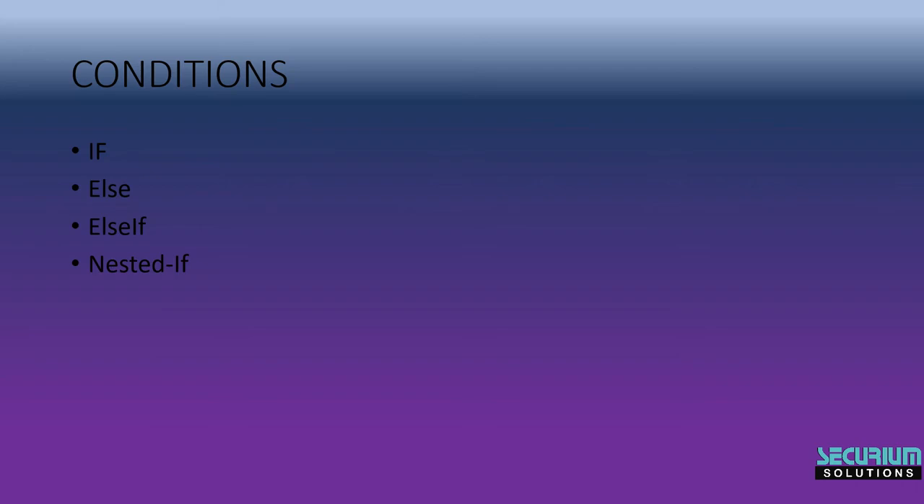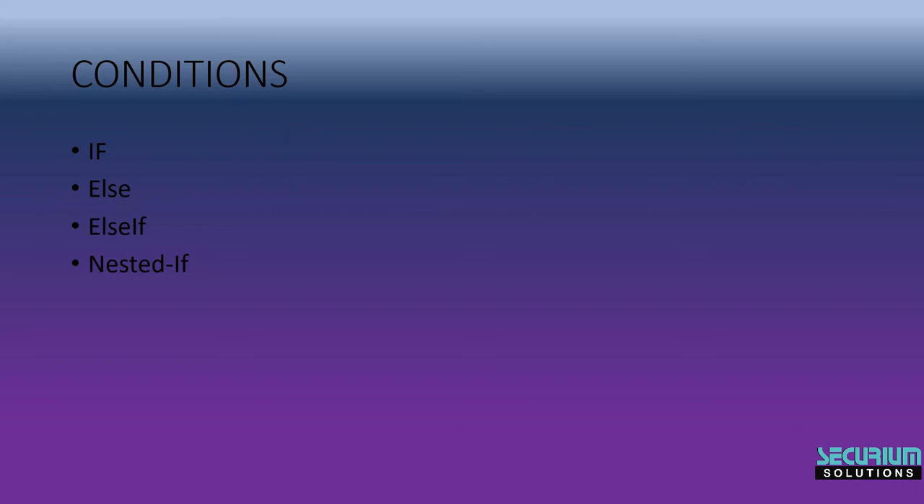If the code supports the condition that you have set, then it will proceed with that block. Otherwise, it will skip to the else function. So we'll see what if, else, else if, and nested if are, one by one, with our code.